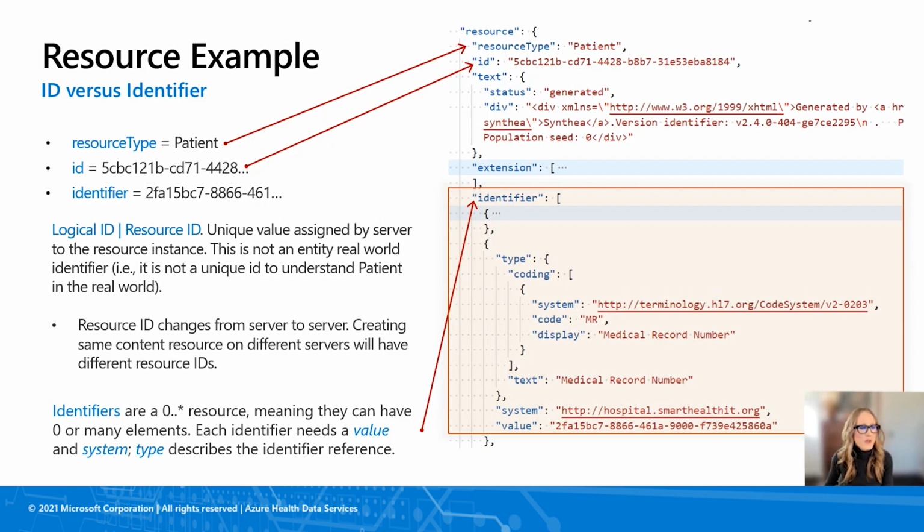So let's go a bit more into identifiers. They're a resource that has cardinality, which means they can have 0 or many elements. You can see identifier defined by the arrow here on the screen, and the brackets showing that there are very specific sets of data types that are being associated and pulled together with this identifier.